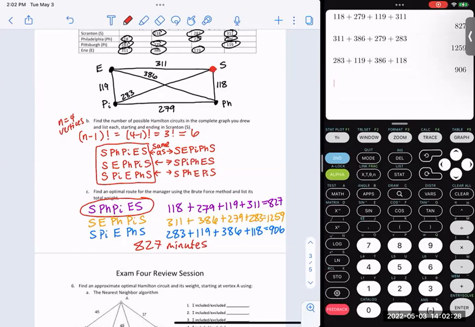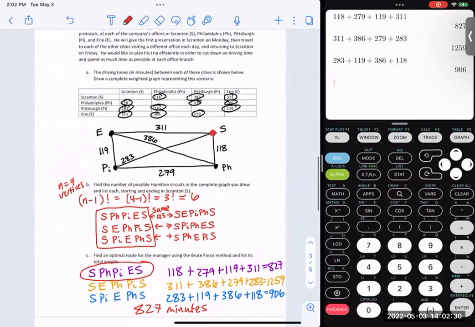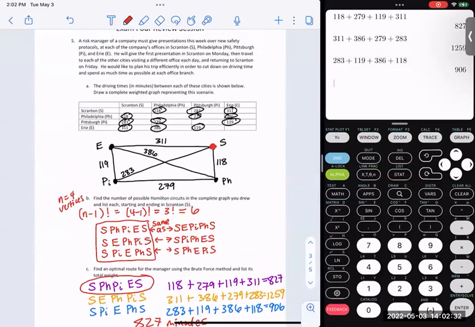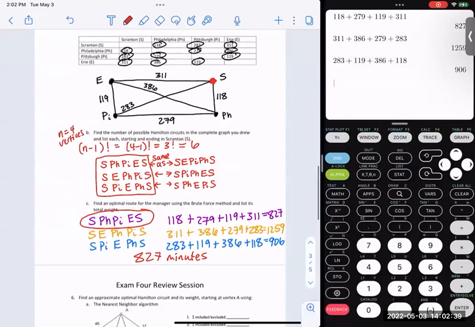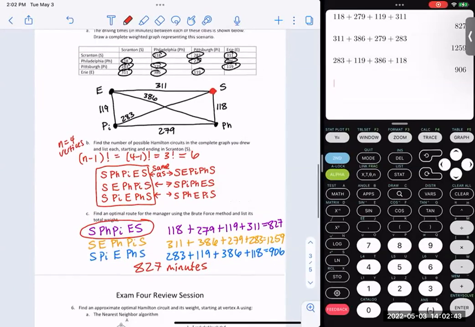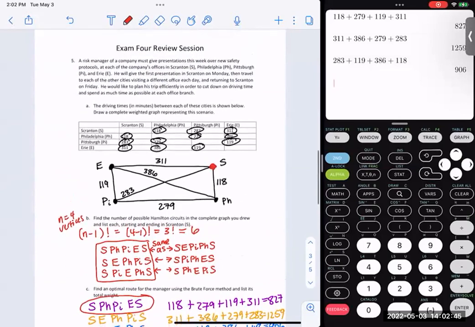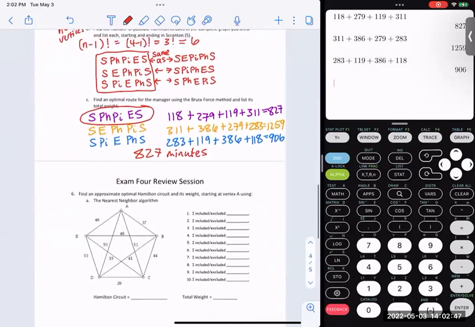So this is the brute force method. This is the best method in terms of you're going to find an optimal solution, but it gets really crazy to have to do this for all the possibilities if you have any more than 4 vertices. So this is about our limit. If we have any more than this, it gets very, very tedious.